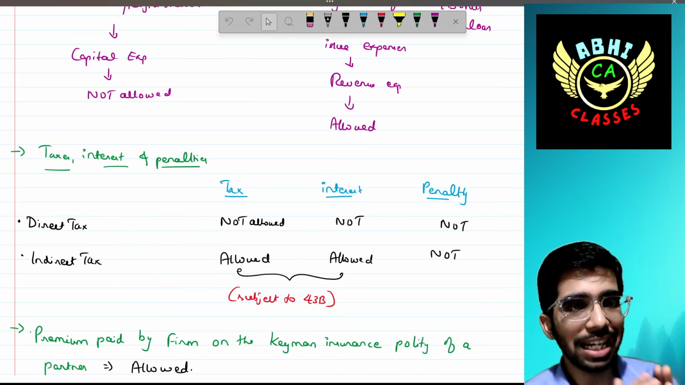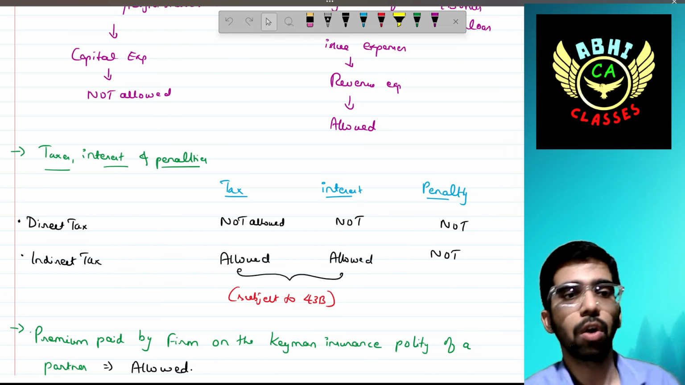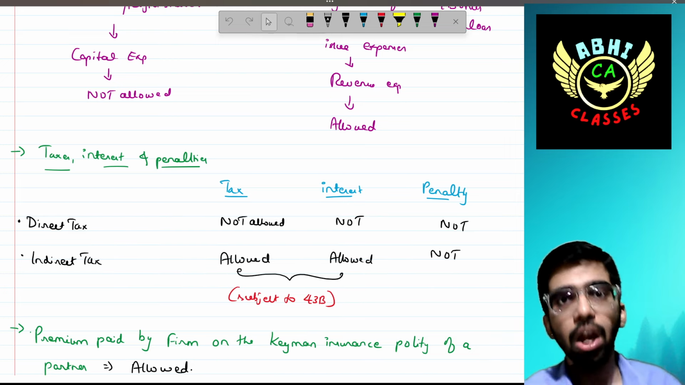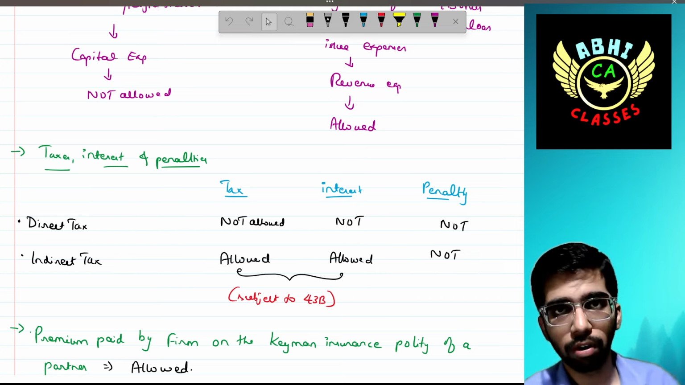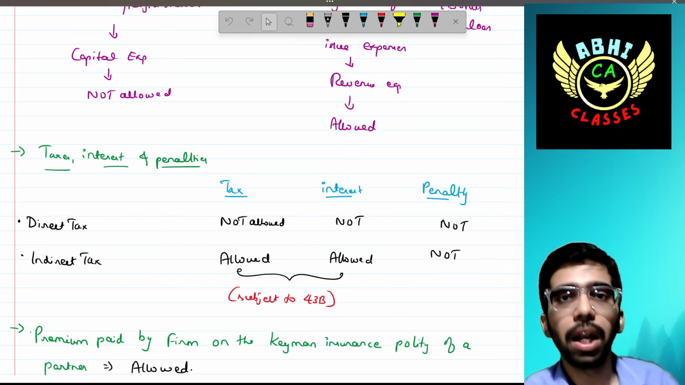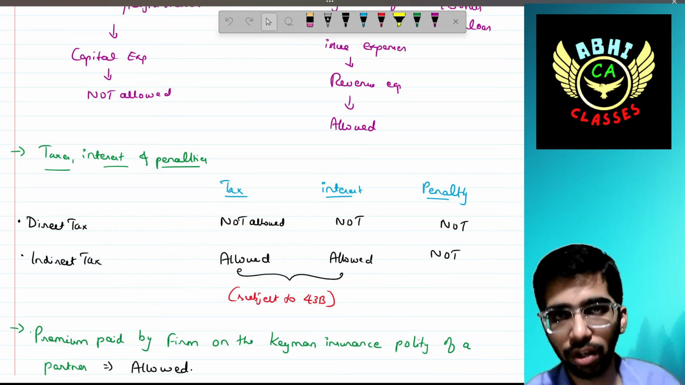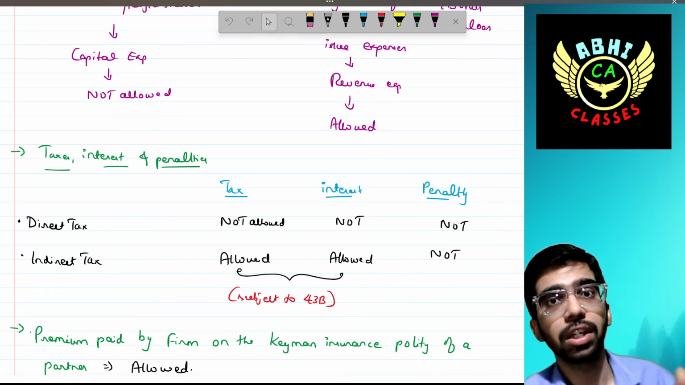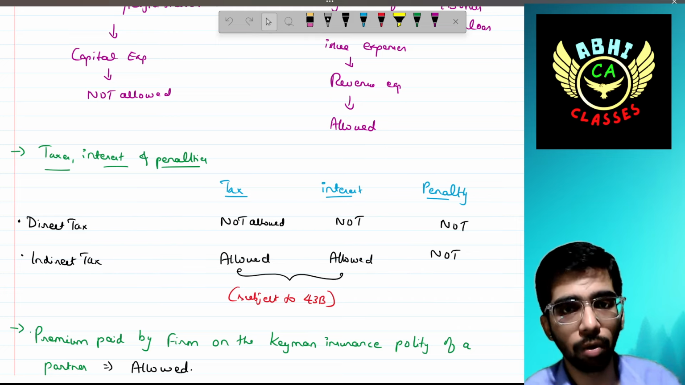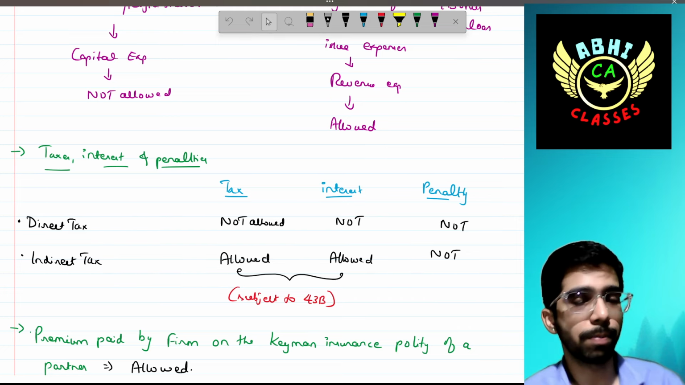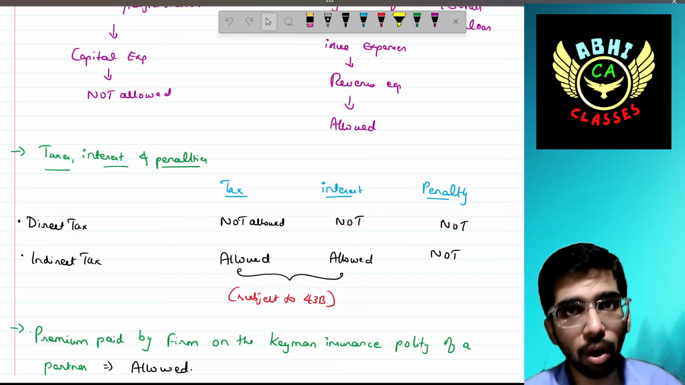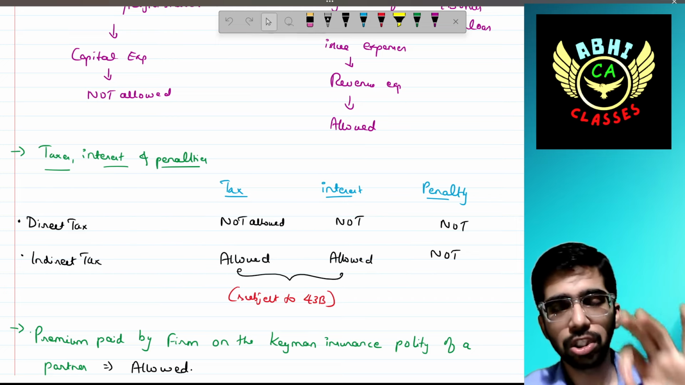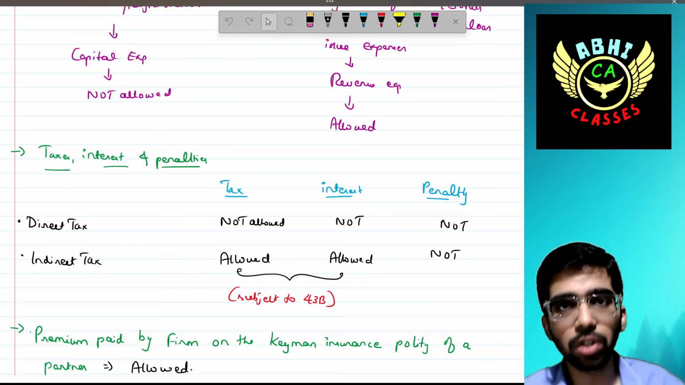If you are paying any taxes, interest or penalties in terms of indirect taxation, then tax, that is CGST or SGST, is allowed. You might have seen on your balance sheet or any of the financial statements the CGST and SGST tax paid, indirect tax paid, and that is fully allowed. The interest portion with respect to that indirect taxation is also allowed. Not only CGST and SGST, but also customs duty and excise duty as the case may be. And interest is also allowed.